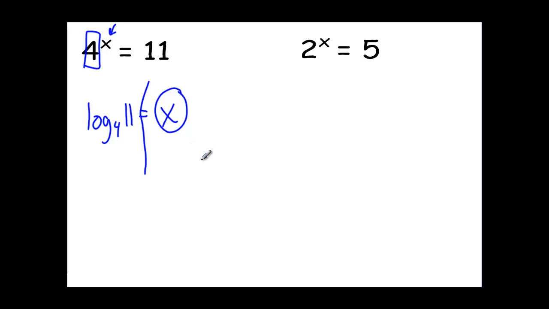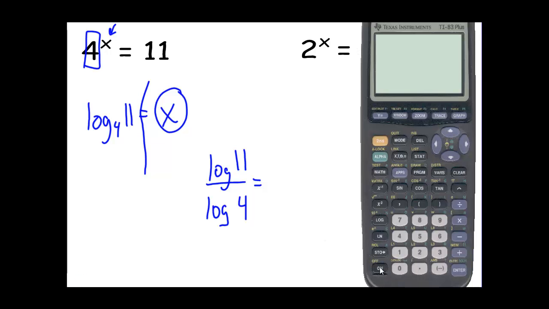So now we can use change of base in your calculator, and I'm going to do log base 10 of 11 over log base 10 of 4. And again, let's put that in the calculator real quick and see what we get. So we're going to do log of 11 divided by log of 4. And we get 1.73.